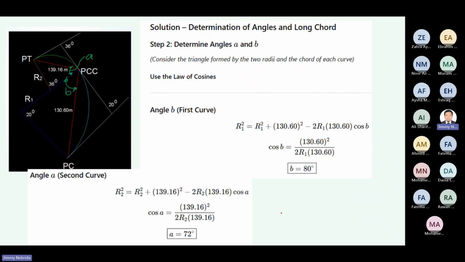Now, what we are going to calculate is this long chord.